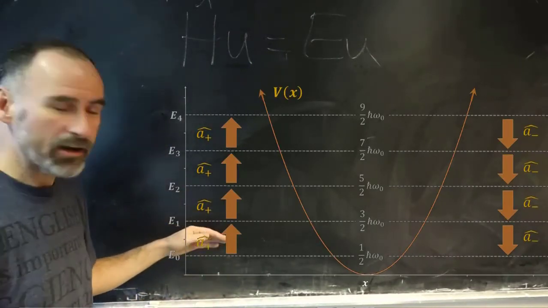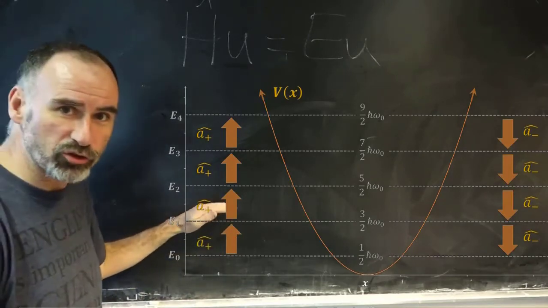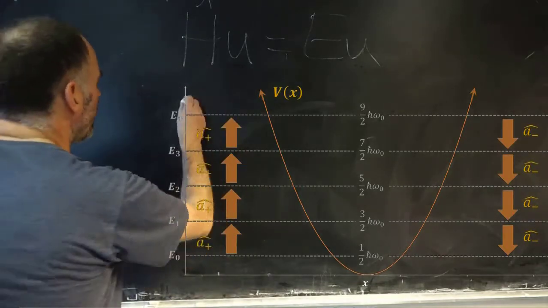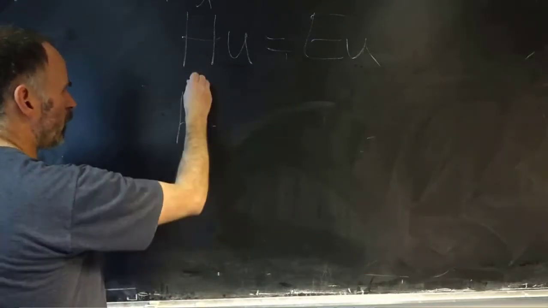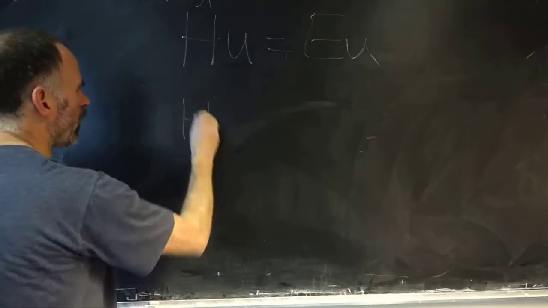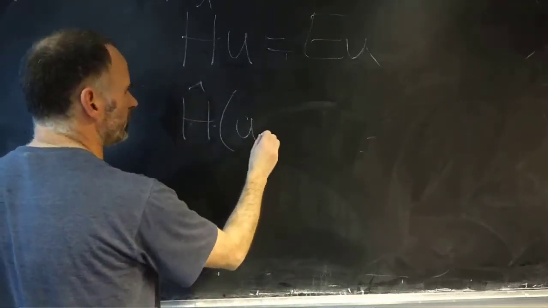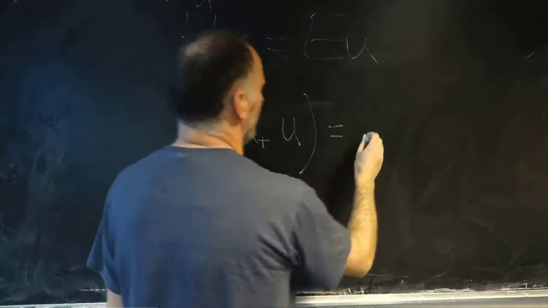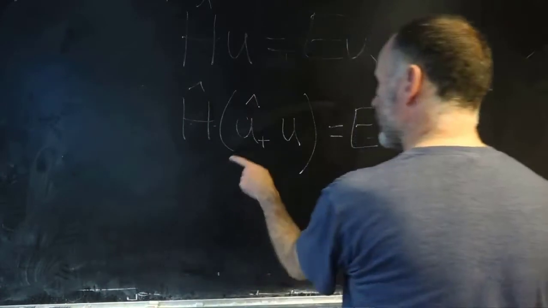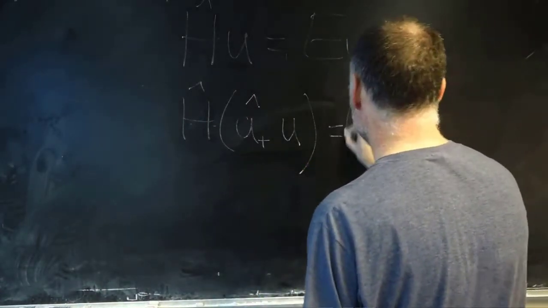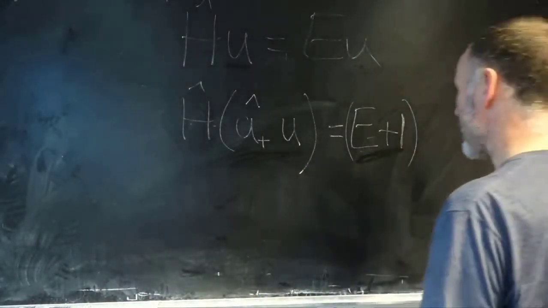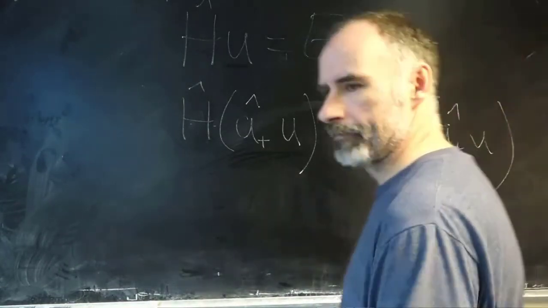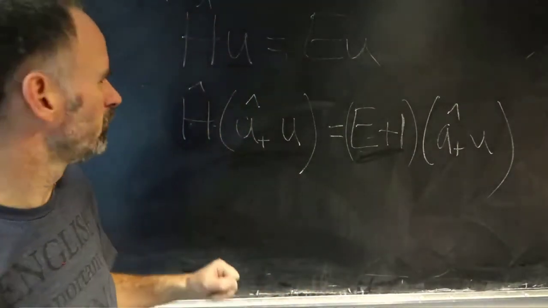So if you look at the ladder of states, we're going up in terms of natural units by one natural unit each time. So our claim is that the raising operator operating on u gives us effectively the next highest eigenfunction associated with the next highest energy eigenvalue. I hope that makes sense.